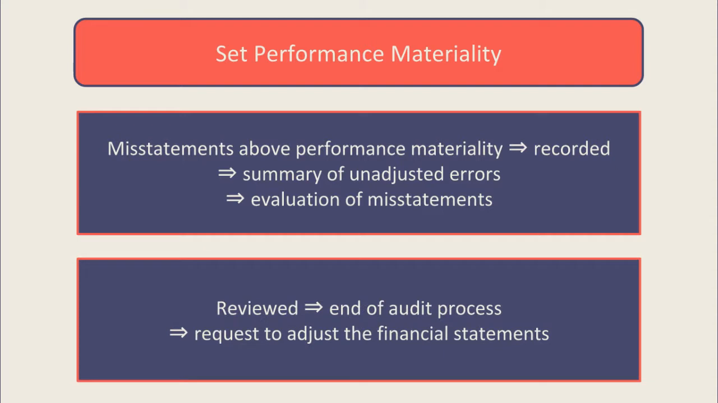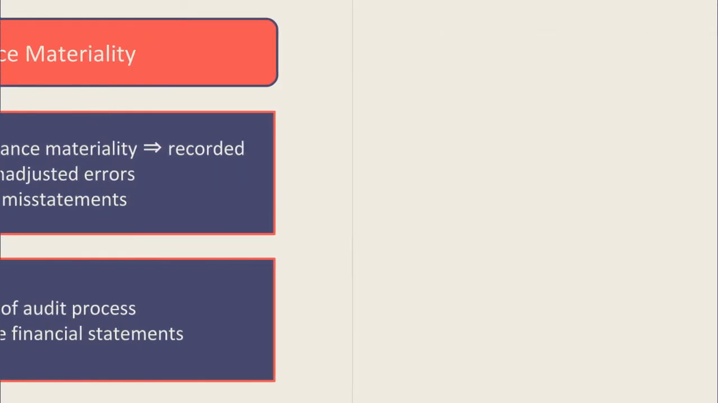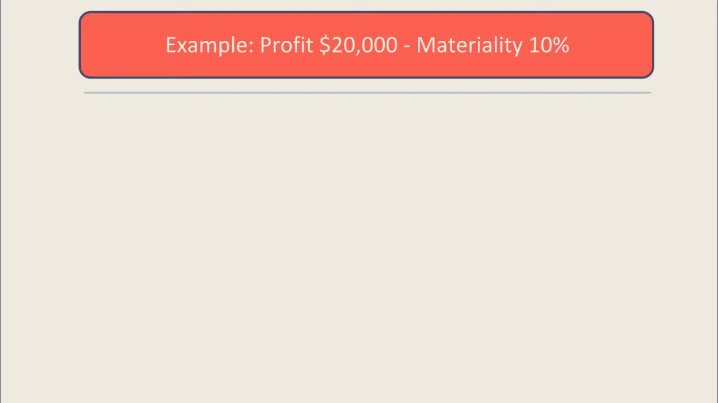At the end of the audit process, at the completion stage, this spreadsheet is reviewed. The auditor is looking to see if there is an accumulation of smaller errors that actually add up to a material misstatement. The auditor would then request that this group of errors, which are now collectively material, be adjusted in the financial statements. Let me give you an example.